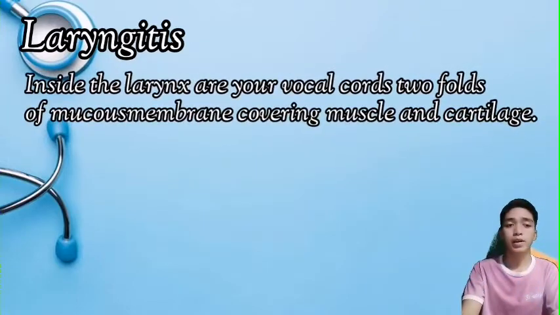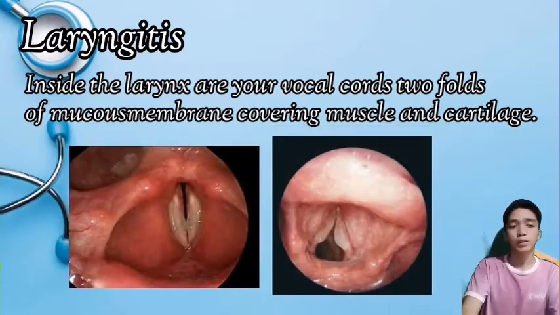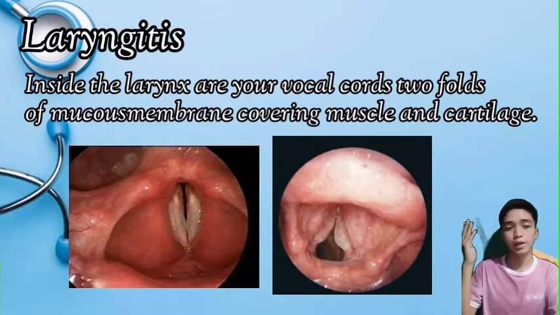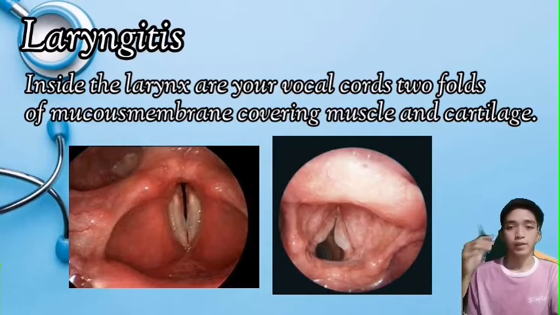Inside the larynx are your vocal cords. There are two folds of mucous membranes covering the muscles and cartilage. In that picture, these are the inflammations of the larynx. Inflammation of the larynx is most often caused by viral infections. Laryngitis is very often caused by the pathogens that cause the common cold.